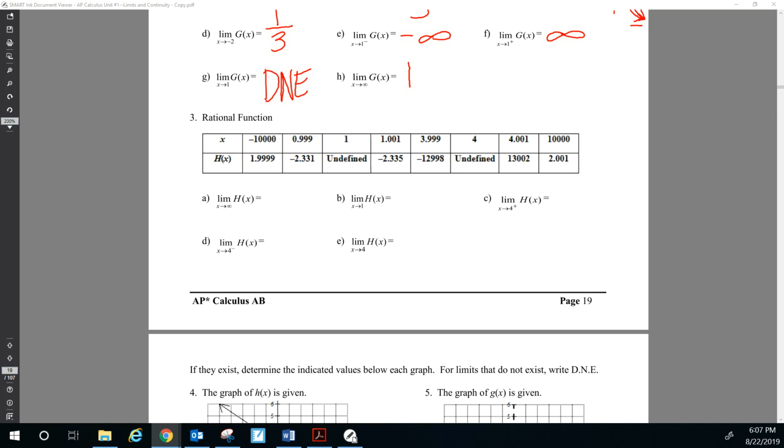All right, welcome back. This is 8/16/19 homework or classwork. We're on number 3. We've got another rational function. Remember how I said those end behaviors are probably the easiest to find.